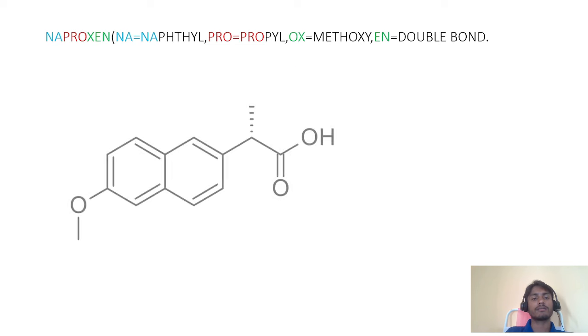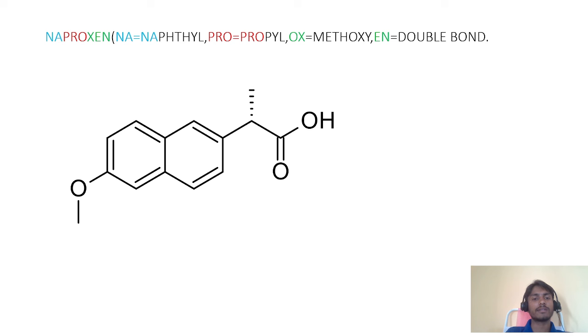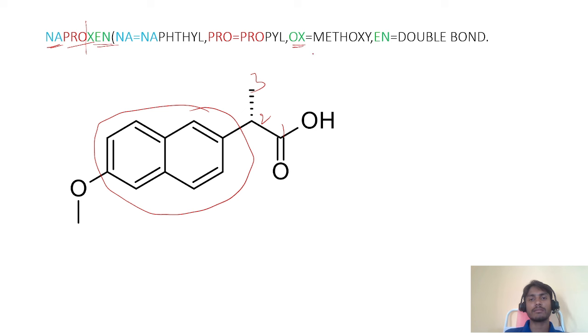Next, naproxen. So the naphthyl group is there. Naphthalene. The propyl group is there, that is propanoic acid. Xen: OX is nothing but a methoxy group is there, along with EN, which is nothing but a double bond, as in the case of naphthalene. So naphthyl group, propyl group, and an oxygen group, that is the methoxy group, is there.